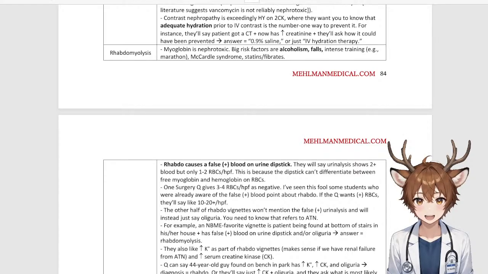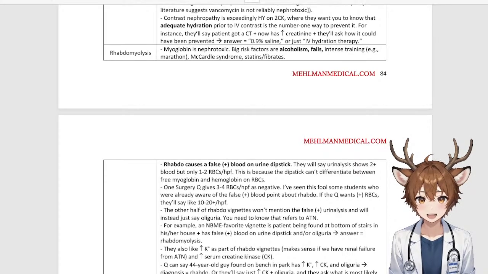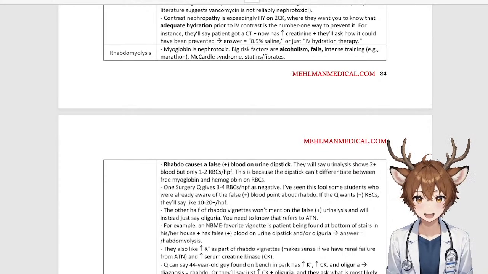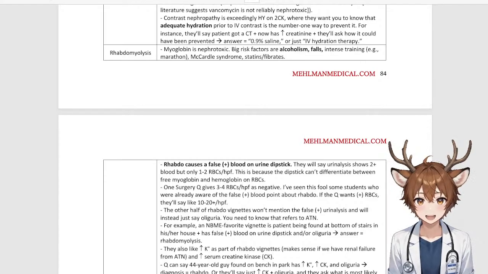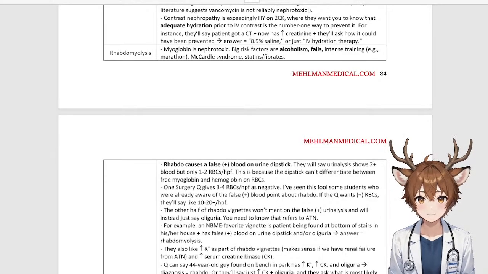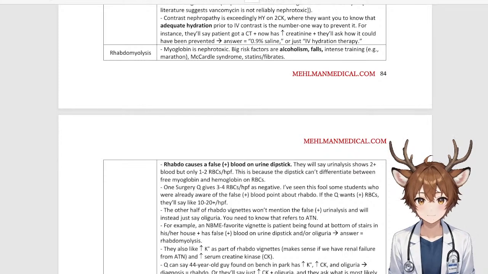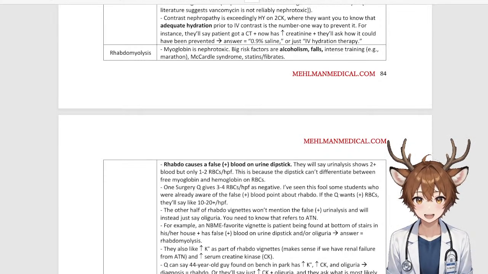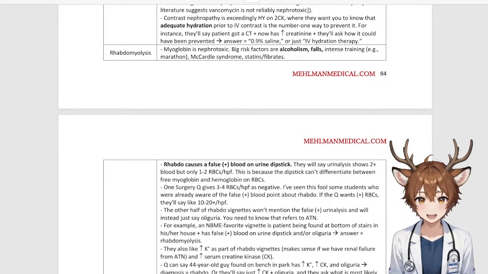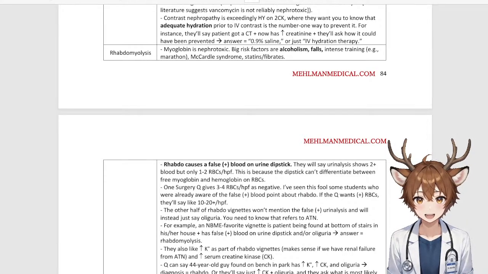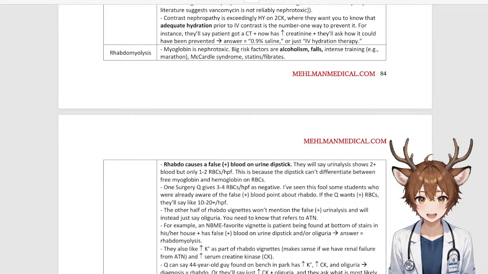One surgery question gives 3 to 4 RBCs/HPF as negative. I've seen this fool some students who already are aware of the false positive blood point about rhabdo. If the question wants positive RBCs, they'll say like 10 to 20 per HPF. Okay. The other half of rhabdo vignettes won't mention the false positive urinalysis and will instead just say oliguria. You need to know that this refers to the ATN.